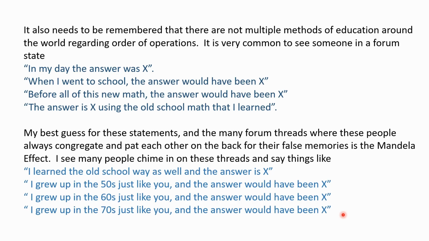Because I see many people chime in on these threads and they'll say things like, yeah, I learned the same way as you did. I went to school back in the 50s just like you, or 60s or 70s. Pick your decade that you want to make that excuse. I've seen people say things like, well, I went to school in the 1990s. Oh my goodness, that's not that long ago. Or people will say, well, I graduated in 2015 and you solved left to right.